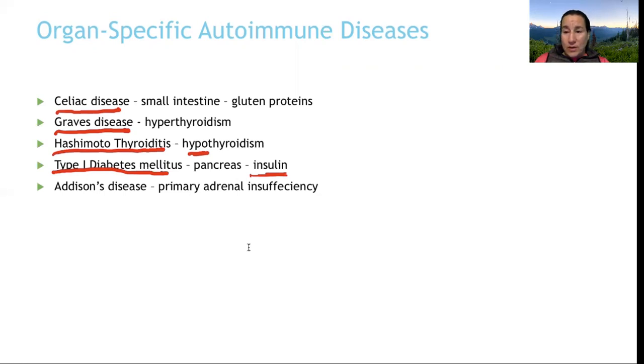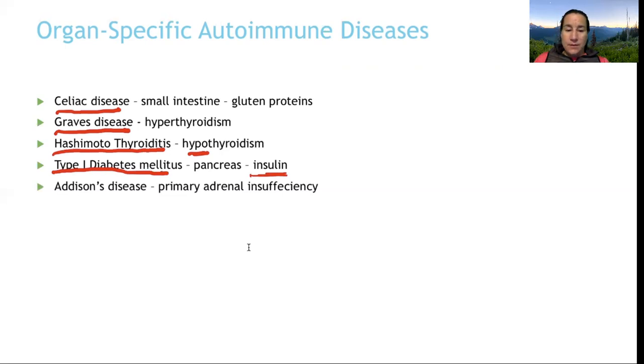So this is type 1, juvenile onset diabetes mellitus, which is different than diabetes insipidus, which has to do with ADH, a totally different hormone. Diabetes mellitus is all about the blood sugar and insulin and the B cells in the pancreas, in the islets of Langerhans.